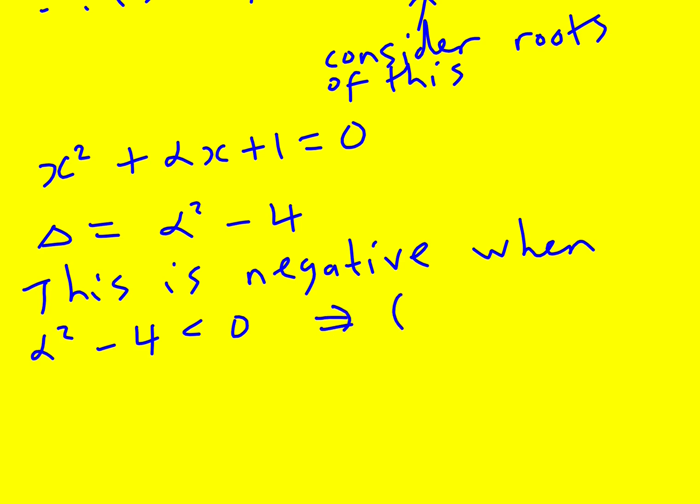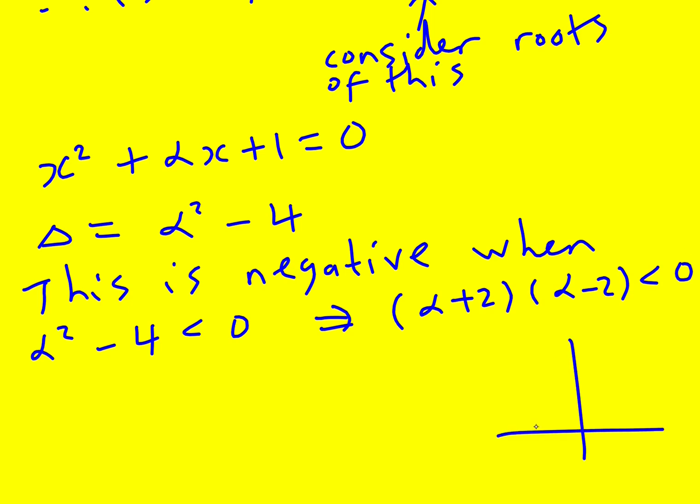I tend to try and factorize to solve these. Actually, this is a difference of two squares, and this is a quadratic inequality. So we've got one root at 2 and one at minus 2. If I was to sketch this curve, y equals this, plotting y against alpha, then it would look as follows.